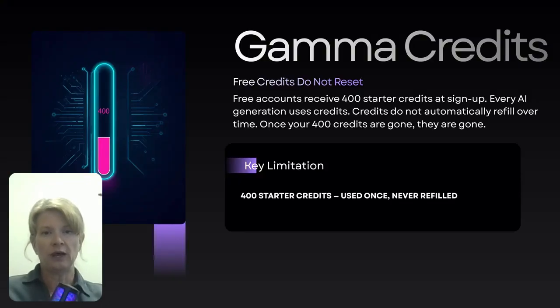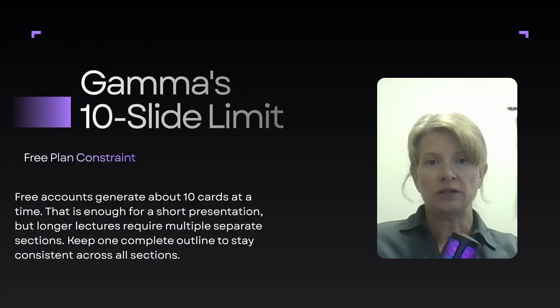So Gamma can be a great way to create lecture slides quickly, but I would not waste those credits experimenting with vague prompts. Give it strong lecture notes and a detailed slide outline from the beginning. That helps you get a better presentation without burning through credits, fixing results that went off topic. On the free plan, Gamma also limits an initial presentation to about 10 cards or slides at a time. That may be enough for a short presentation.